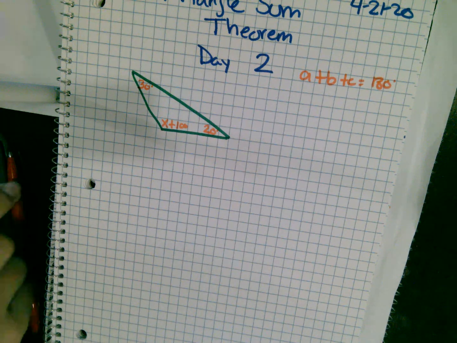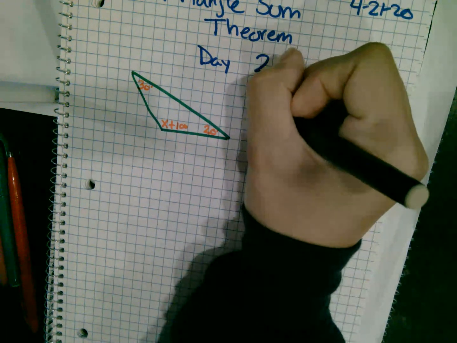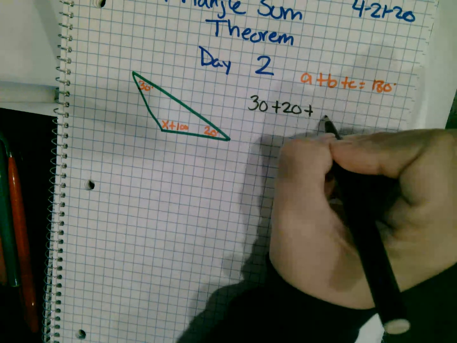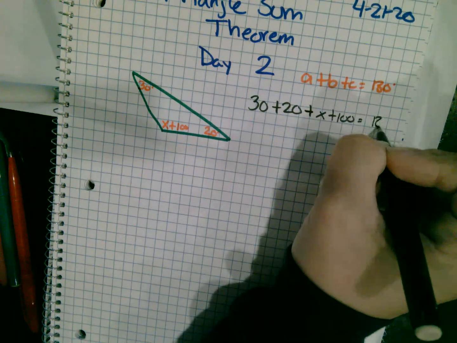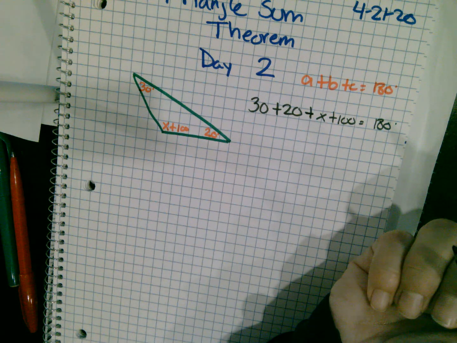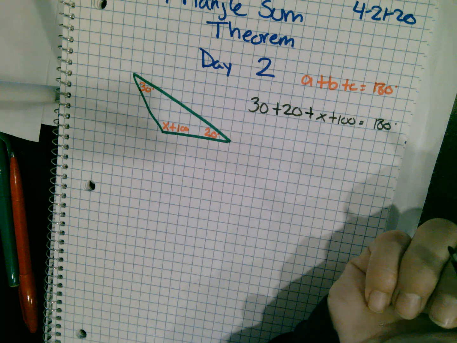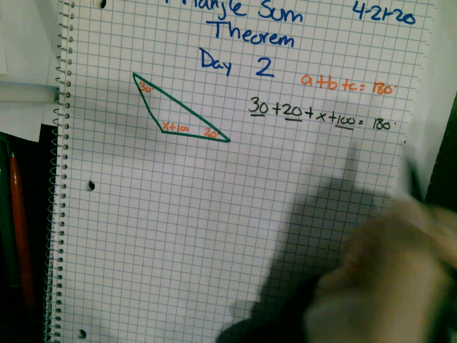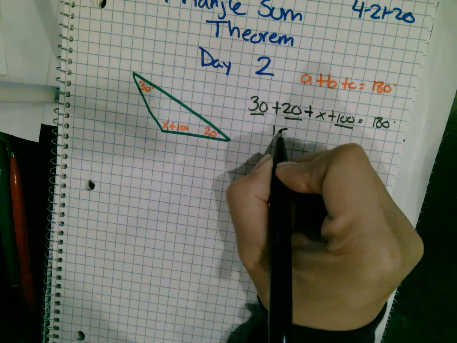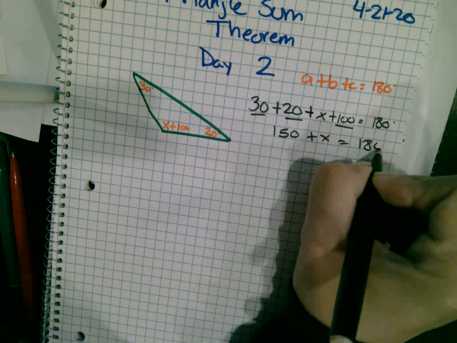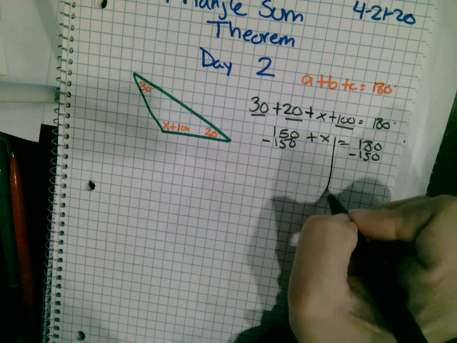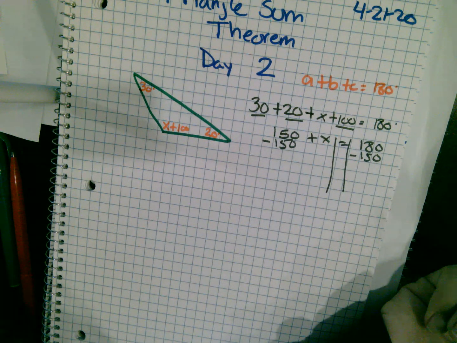So what does this all mean? Well, this all means 30 plus 20 plus this whole thing, which is X plus 100, is all equal to 180 degrees, right? So remember, you take your three numbers, you set it equal to 180, and we're going to solve it. So I'm going to take the whole numbers without the variables and add them together. 100 plus 20 plus 30 is 150 plus X equals 180. So we're going to subtract 150, subtract 150, because we're going to solve the equation, leave X by itself.